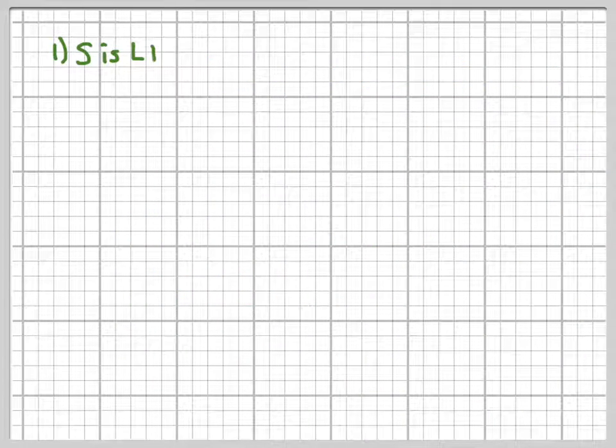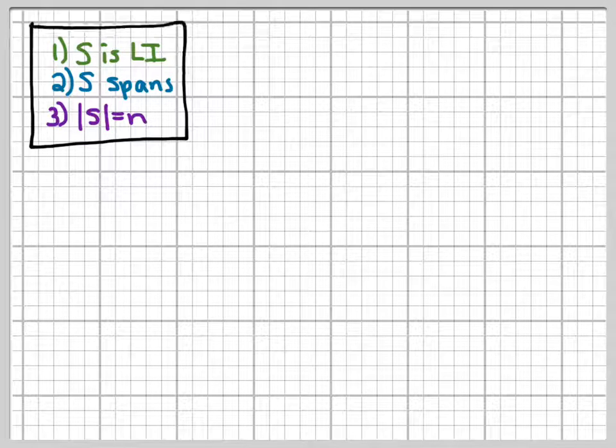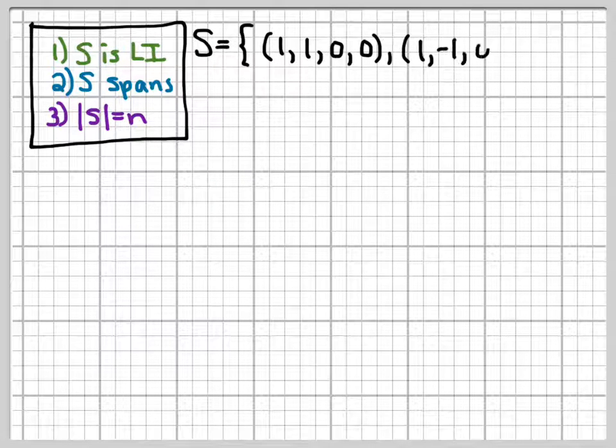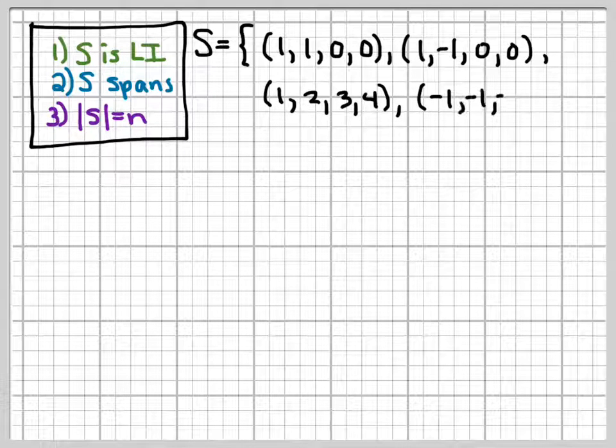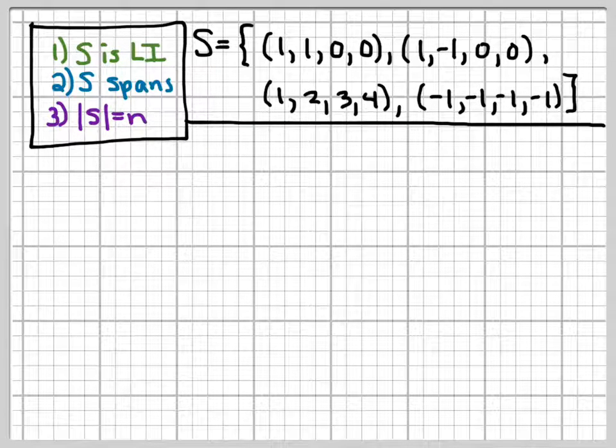Okay, let's see an example. So let me just summarize what the 3 things are. S is linearly independent, S spans V, or S has n elements. And let's see an example. Let's take as an example, as a subset of R4, the following 4 vectors. Here they are: (1, 1, 0, 0), (1, -1, 0, 0), (1, 2, 3, 4), (-1, -1, -1, -1). So I want to know, is this a basis for R4? Is S a basis for R4?